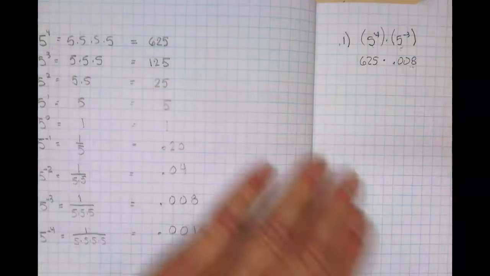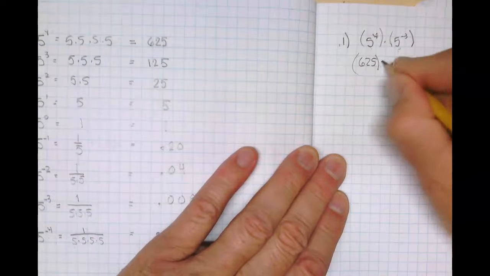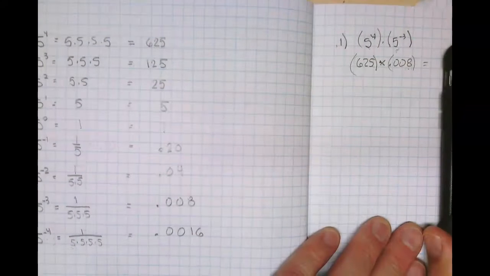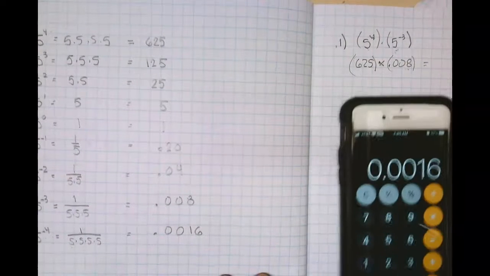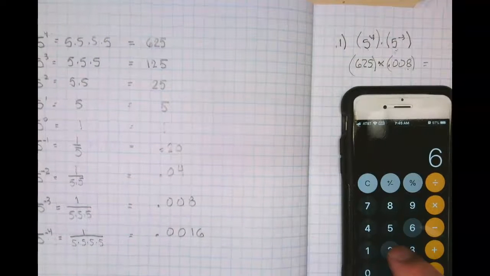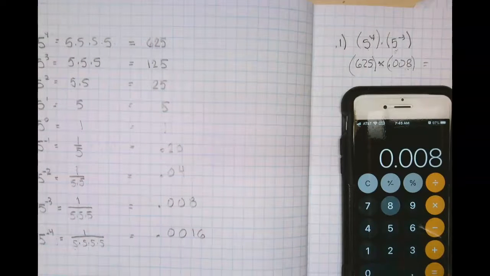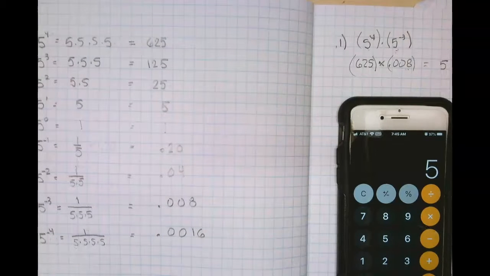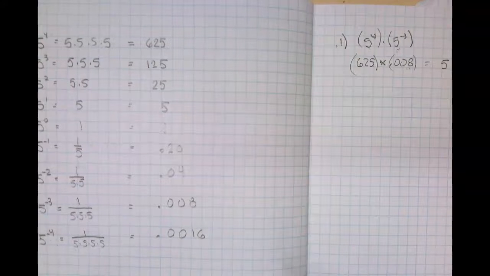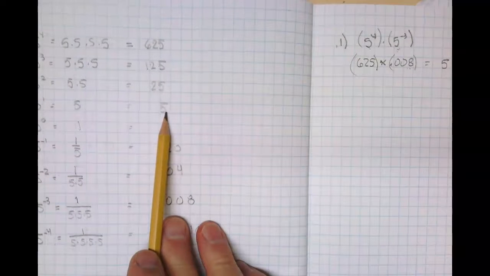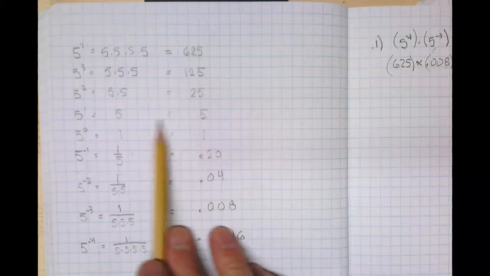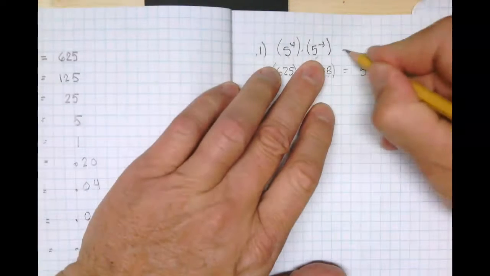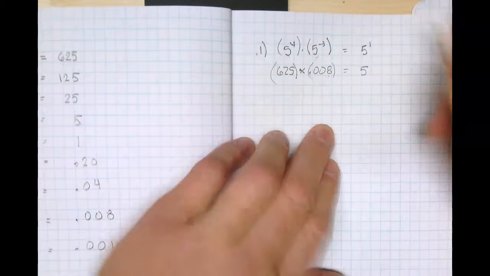And now I'm going to pull out my calculator, and I'm going to multiply those two numbers together, and watch what I get. I'm going to multiply 625 times 0.008, and my answer is 5. That's what I get when I multiply those two numbers. And if I look over here, here's the 5, and that was actually 5 to the power of 1. And so I say that when I'm multiplying those, I actually get 5 to the power of 1.